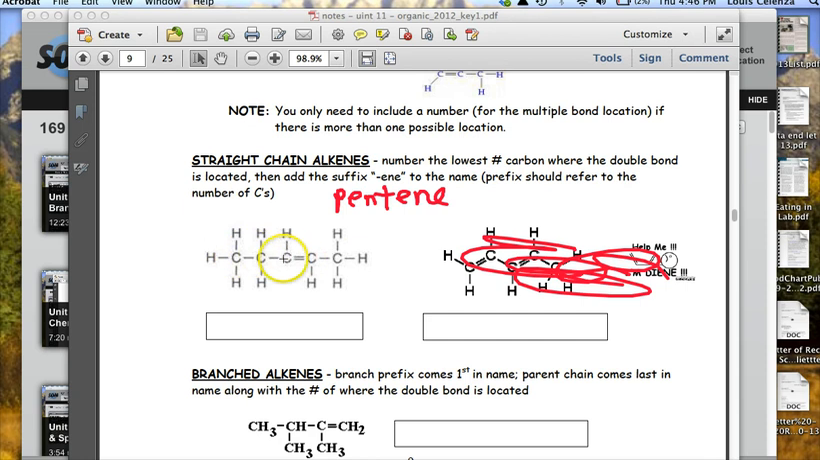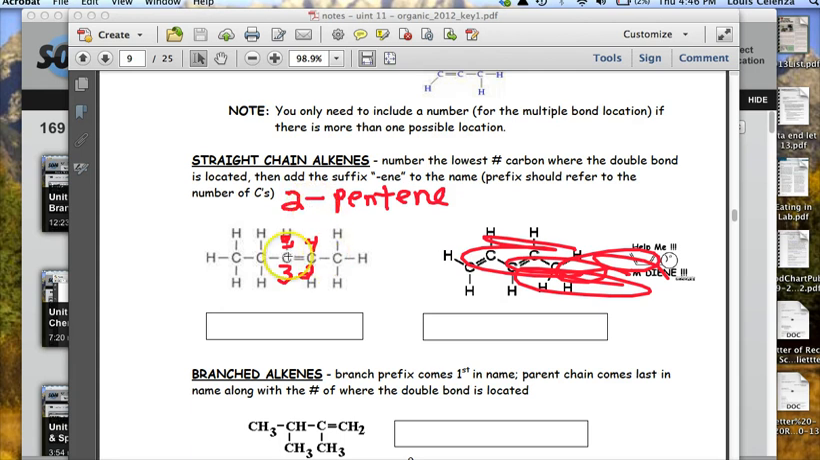So if I number it in this direction, that would be the first, second, that would be the third, and the 4th carbon. If I number it in this direction, it would be between the second and the third. That means I'm going to number it in this direction, so it's between the second and the third carbon. So I'm just going to put the 2 for it. And that would be 2-pentene. That 2 tells me that there's a double bond between the second and the third carbon in the chain.